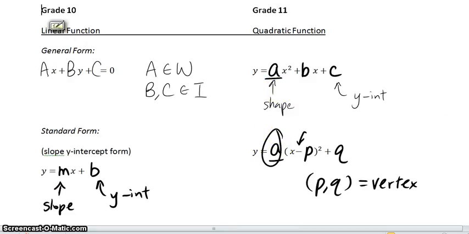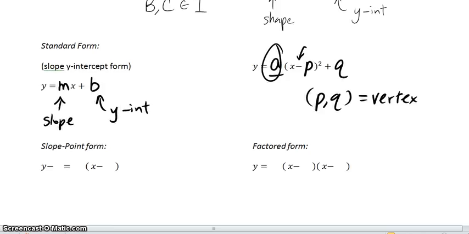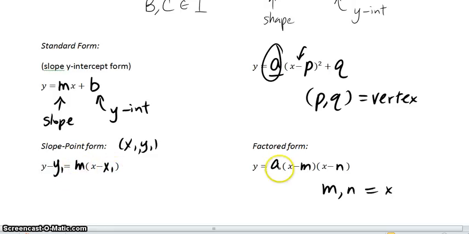All right, and then finally, the slope point form. If you have a point, x1, y1, if you know a point of a graph, then you can have this. All right, so this is the form. And then on here, we have the factor form. So I don't know if you have learned about that. m and n are the x-intercept. Okay, so that's for grade 11 and grade 12.